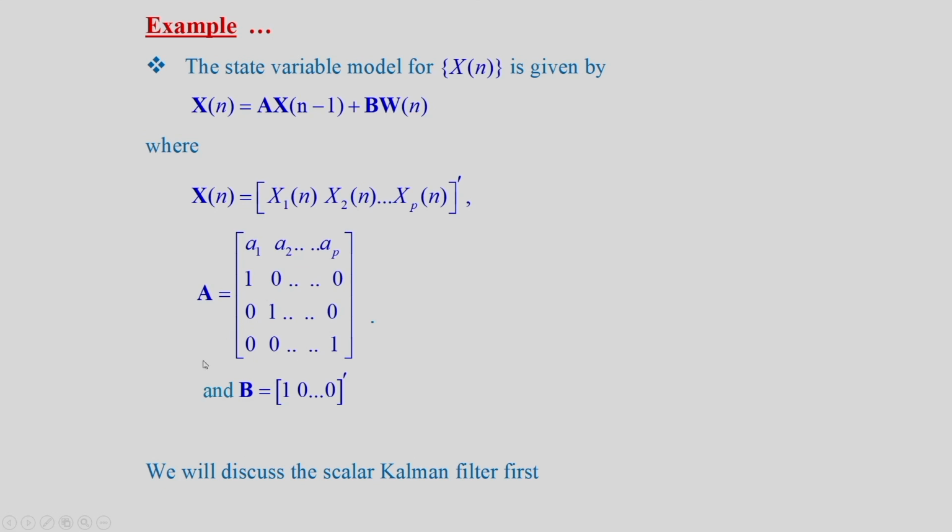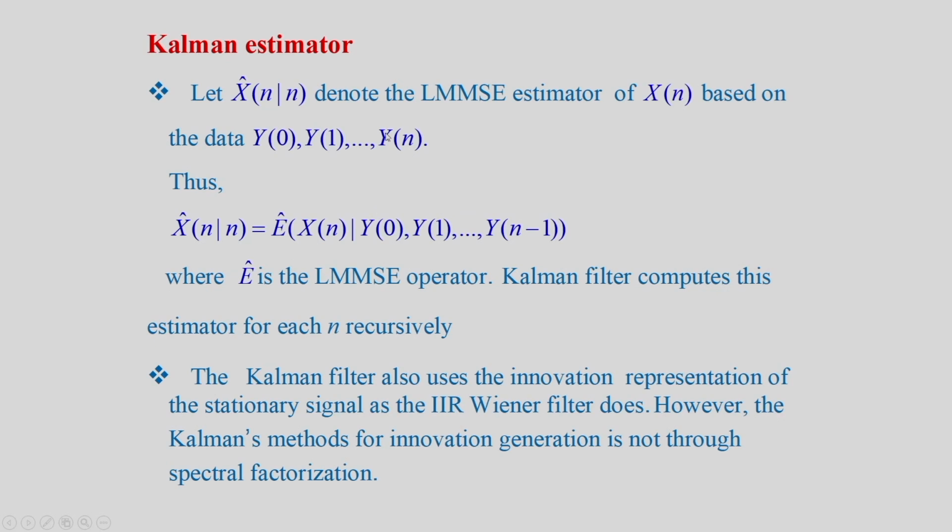This type of model will be used in the vector Kalman filter, but first we will discuss the scalar Kalman filter. The Kalman filter uses all the available data. That way, let x hat n given n, this is the notation we will be using to denote the estimator. So, this means that x hat n given n means this estimator is based on observation till time n.